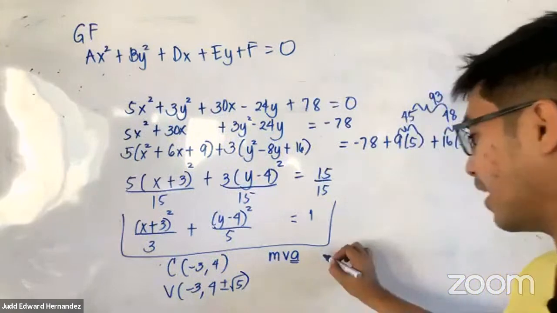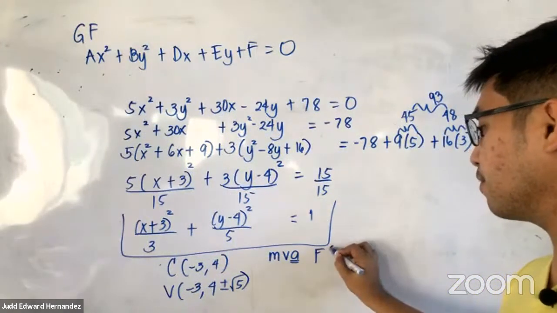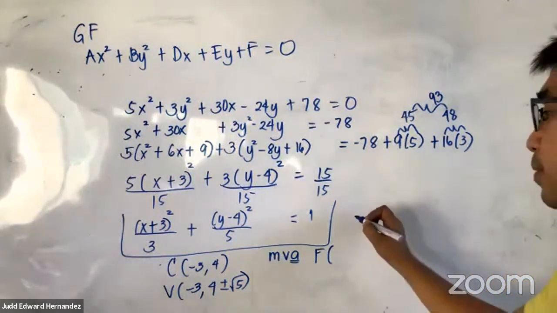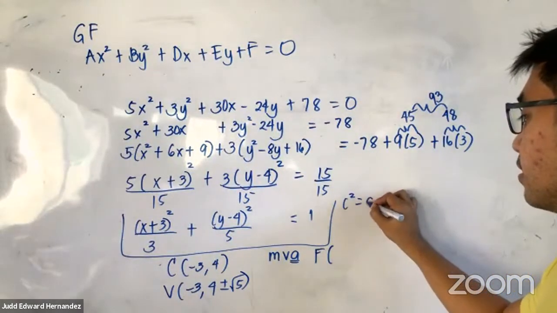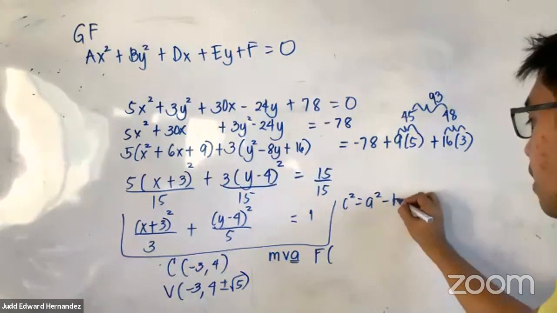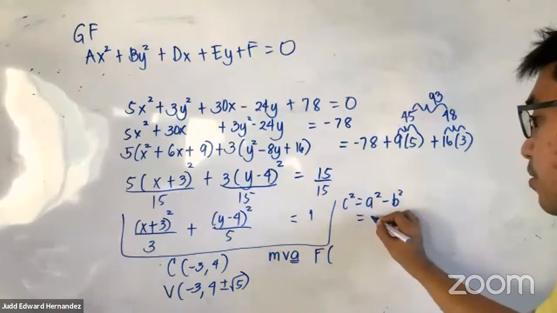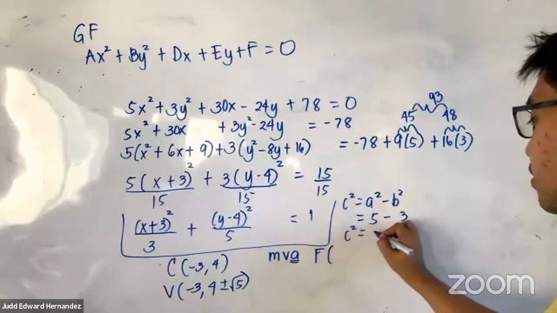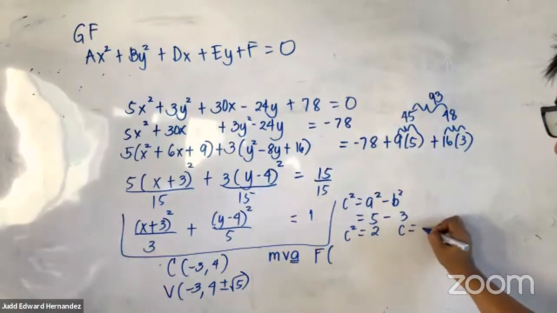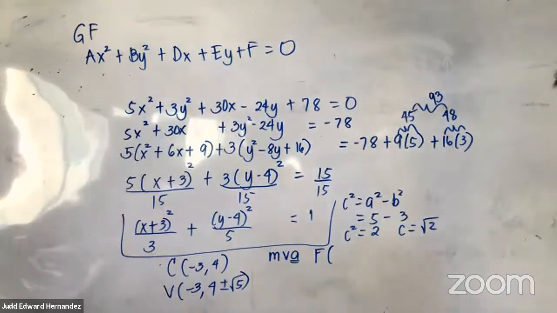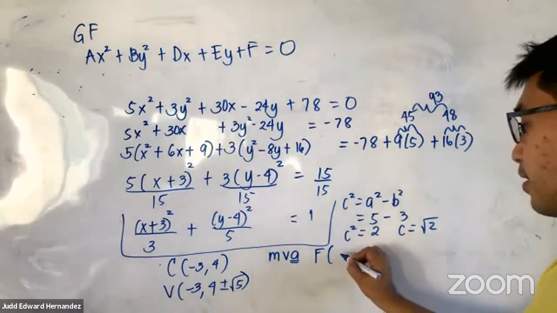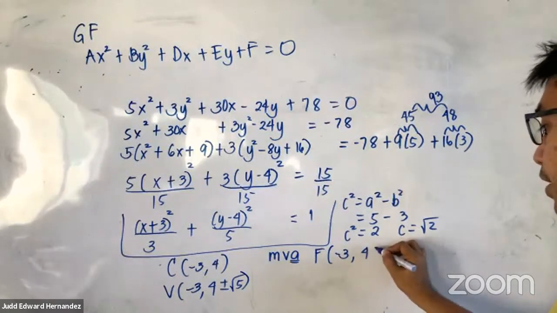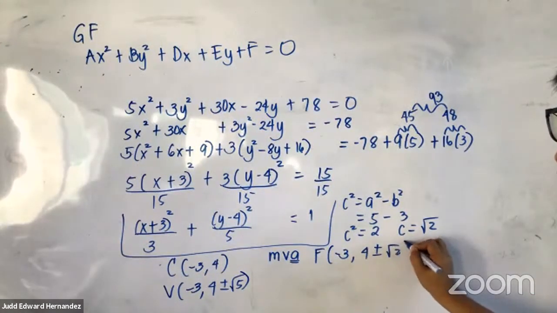Where is the foci? Sige nga, where is F? Our F, hanapin muna natin yung value ni C. And that we have C squared is equal to A squared minus B squared. Our A squared is 5. Our B squared is 3. Therefore, our C squared is 2. And that our C is equal to square root of 2. Okay, therefore, the foci is located at negative 3, 4 plus minus square root of 2.